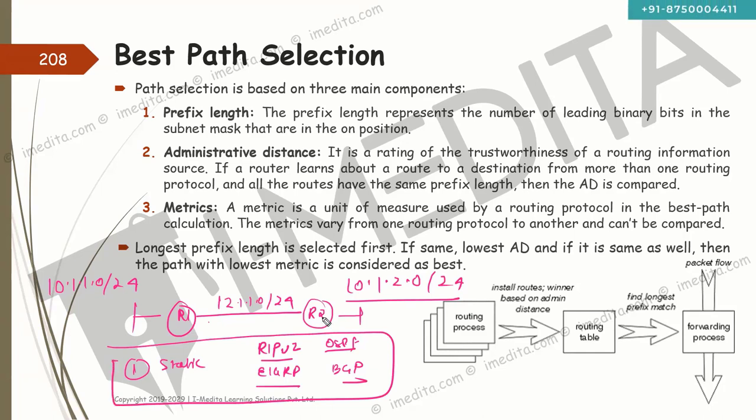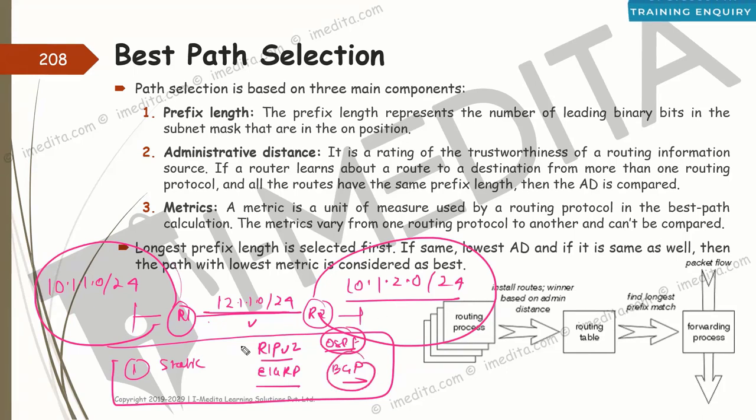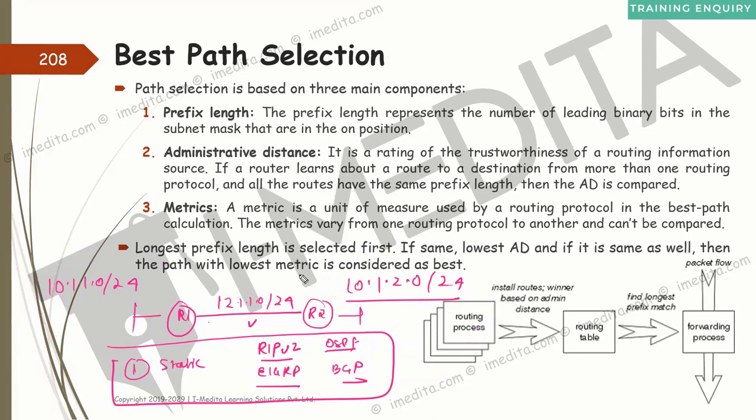Same thing I have done on router two. On router two, I have given a static route to reach there. Then I have also configured RIP version two. I have also configured EIGRP. So EIGRP neighborship is up and EIGRP is now exchanging the routes as well. OSPF neighborship is up and OSPF is also exchanging the routes as well. BGP is up and BGP is also exchanging the routes as well. So now router one has a static route configured. It is also receiving the route via RIP, EIGRP, OSPF, and BGP.